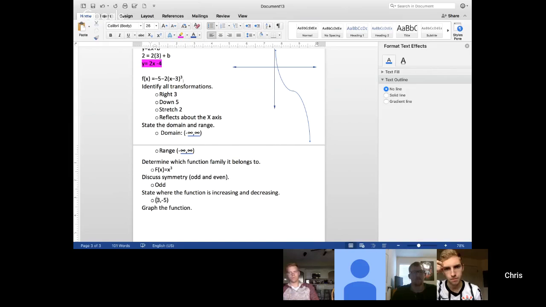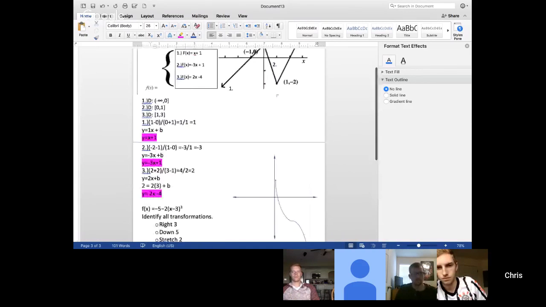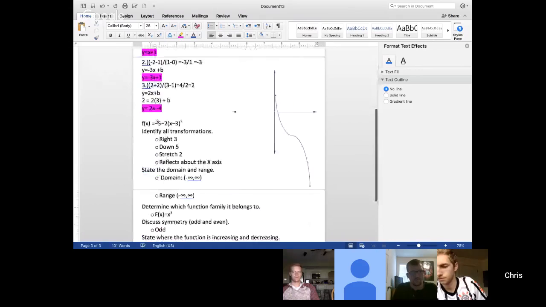Oh, you're right, because it's the opposite in the parentheses. Yep. That's right. So it's there and there. That's right. And then of course we graph the function right there. I think that should be it.